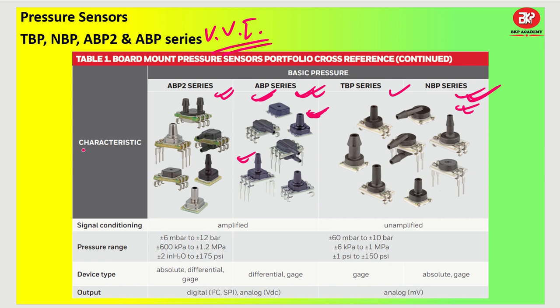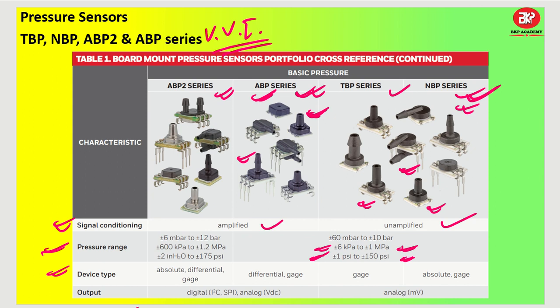At the same time, you can see some are leadless and some are with leads. SMT, like SMD type, and there are through-hole types for very sturdy applications, where it should not move while putting the pipe on. Then you must use the ones with leads. Signal conditioning: these are amplified and these are unamplified. The pressure ranges are very widely available, from plus minus 6 kPa to plus minus 1 megapascal, or 1 psi to 150 psi.